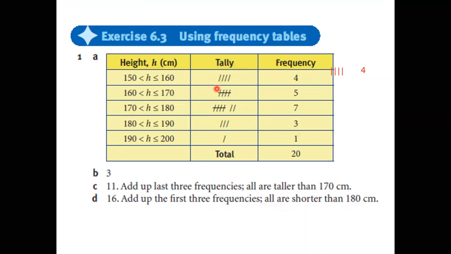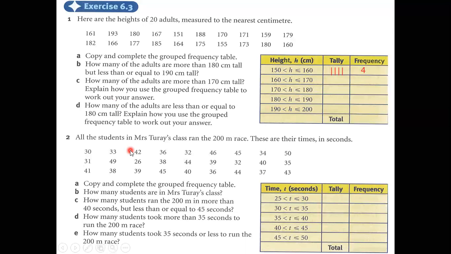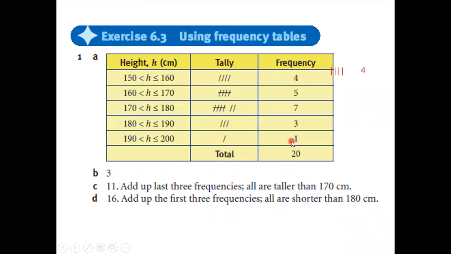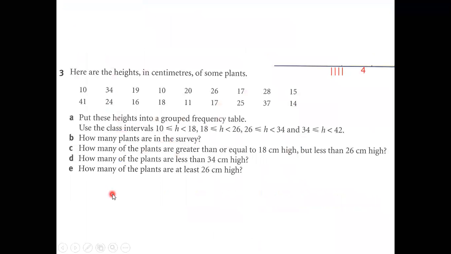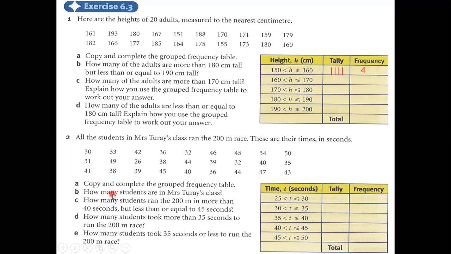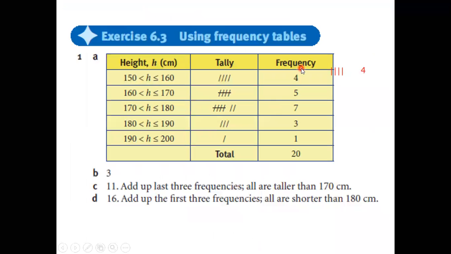Now you can see here on the screen there are three adults that are more than 180 but less than 190. Now, C part, how many of the adults are more than 170 centimeter tall? More than 170. So it means from here, the last three. So the last three is more than 170, it's 11. So you can see here, this one is 11. How many of the adults are less than or equal to 180 centimeter? I mean, above this all you can write.